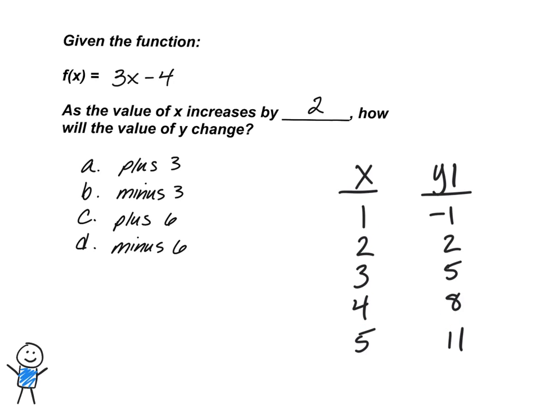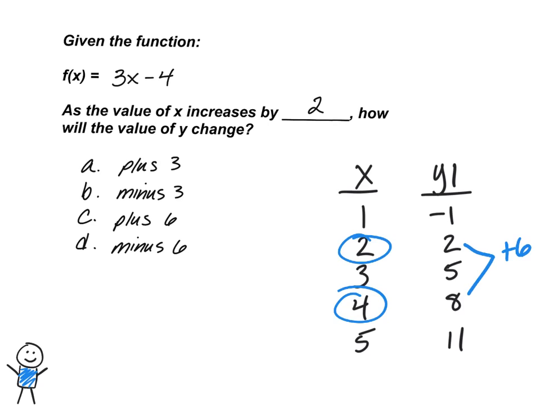So now what we're going to do is look at as x increases by 2, what happens to y? So let's find any part of our table that we want to and see if we can answer that question. I'm going to go from 2 to 4. I think we can agree that that is an increase of 2. So my x value increased by 2. What happened to my y values? Well, from 2 to 8, I increased by 6 units.